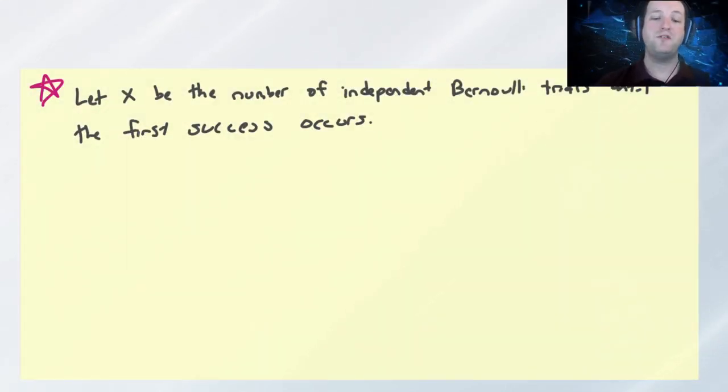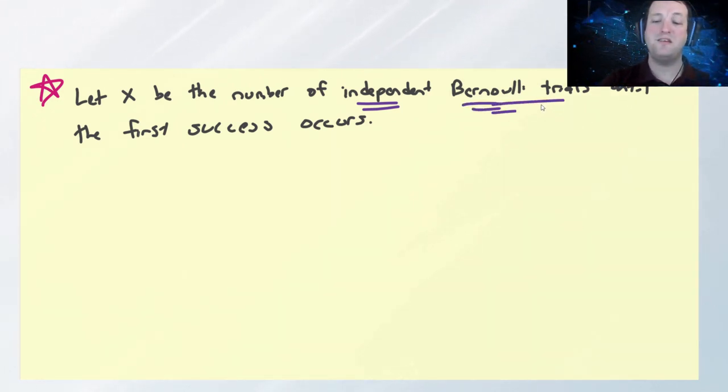Alright, so the first distribution is going to start off this way. Let x be the number of independent Bernoulli trials until the first success occurs. A couple terminology things, just in case you do not know. Independent means the probability of one event does not affect the outcome of another. Bernoulli means you can only have two different types of outcomes, success or failure. And first success means all of the ones before this particular trial are failures.